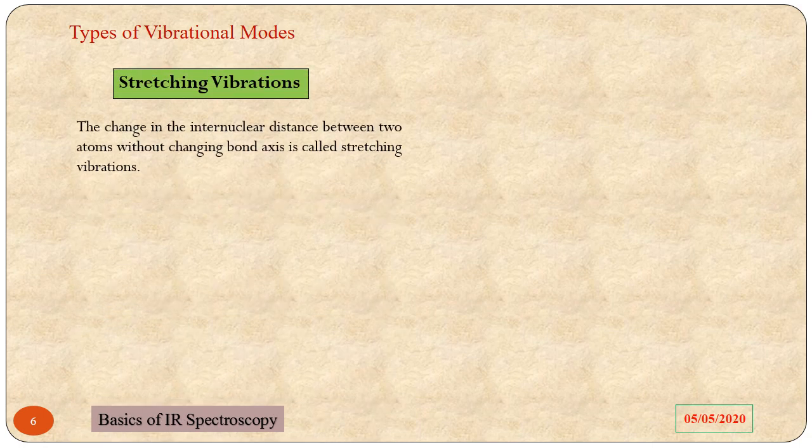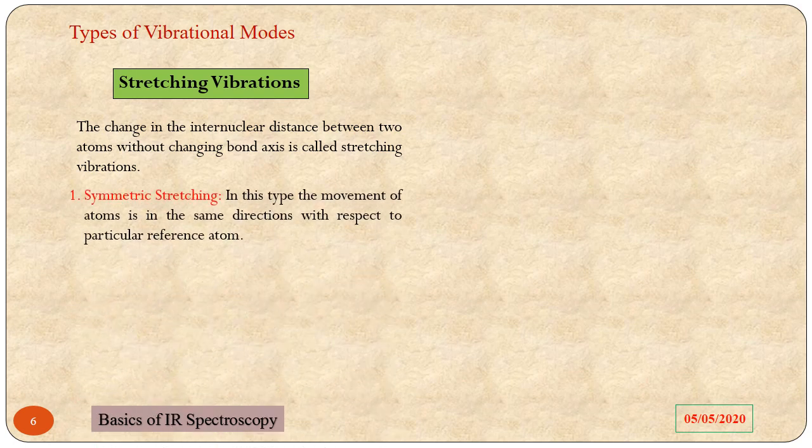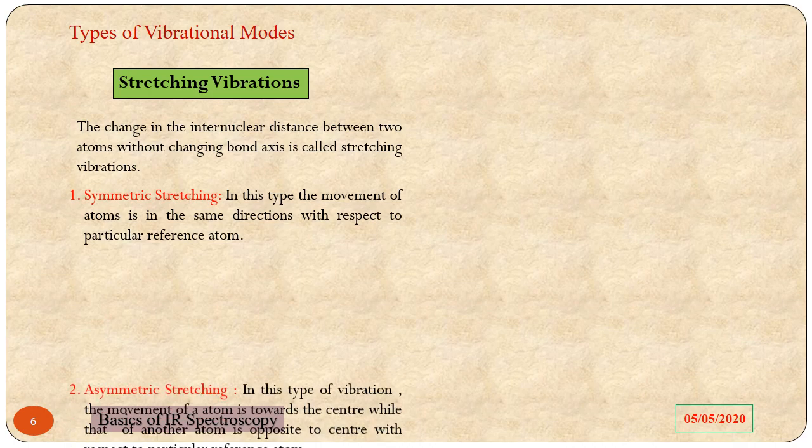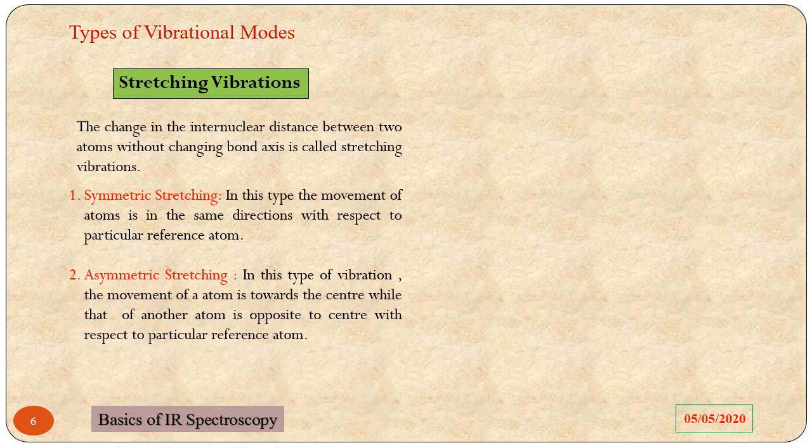First, the stretching vibrations. The change in the internuclear distance between the two atoms without changing the bond axis is called a stretching vibration. As we know that these are of two types. First, the symmetric stretching. In this type, the movement of atoms is in the same direction with respect to a particular reference atom. And the asymmetric stretching means the movement of one atom is towards the center while that of the other atom is opposite to the center with respect to the particular reference atom.